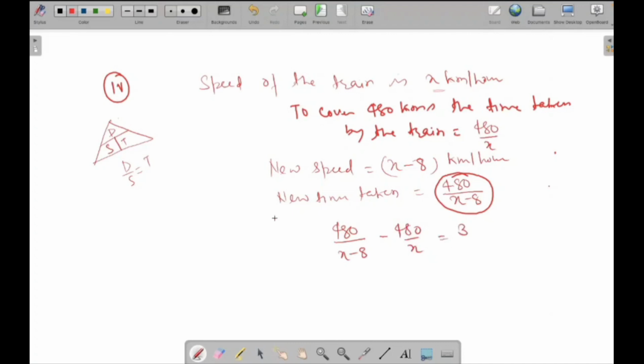Let's do a little bit more. If I take x into x minus 8 as the LCM, this will become 480 into x, minus 480 into x plus 480 into 8, equal to 3. This 480 x is gone, leaving 480 into 8.